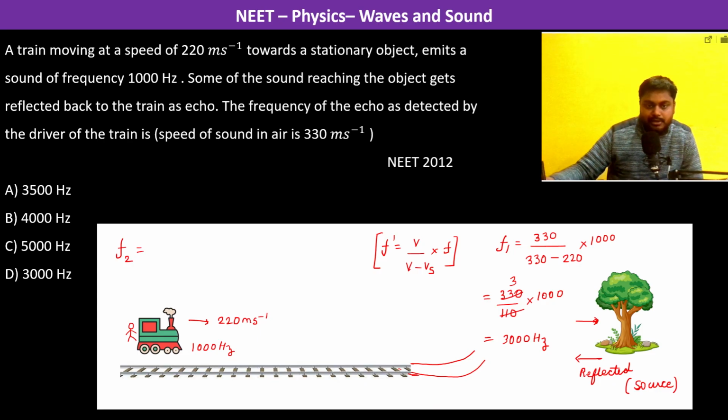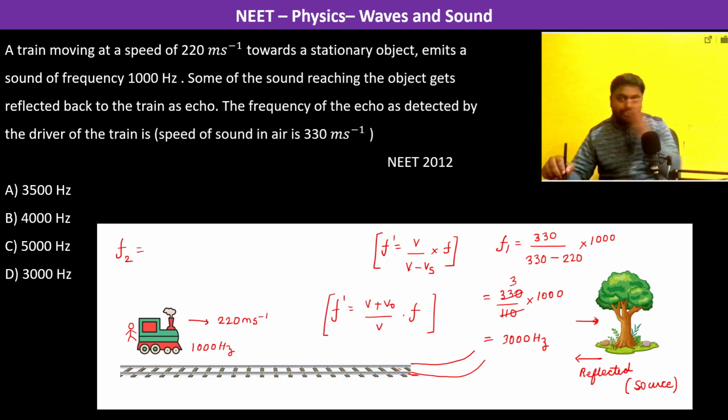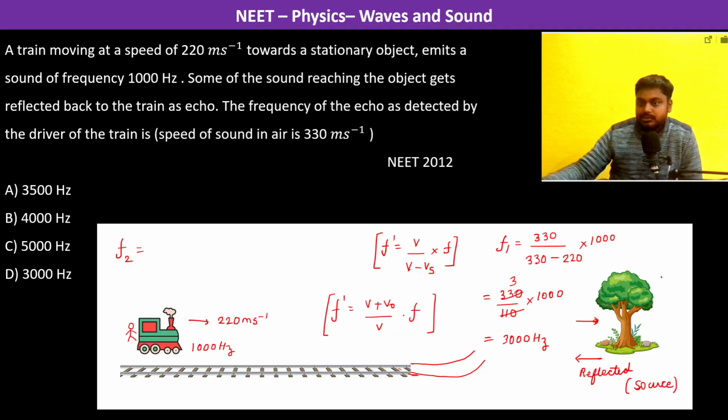We'll use this formula: f dash is equal to v plus vo divided by v, into the frequency which is emitted. Since the observer is moving towards the source and this stationary object is acting as a source, f2 will be v, which is 330, plus 220, divided by 330, into 3000 hertz. So this is 550.